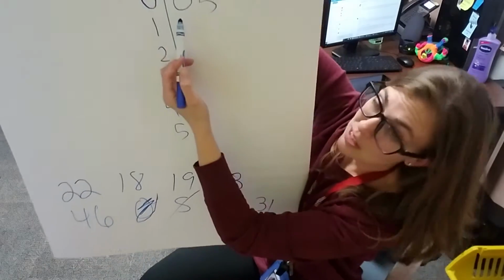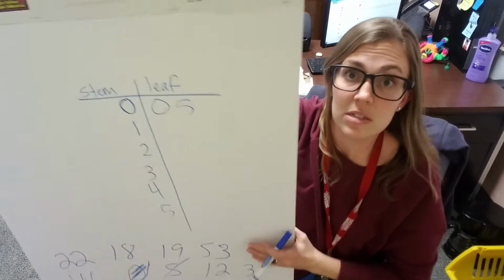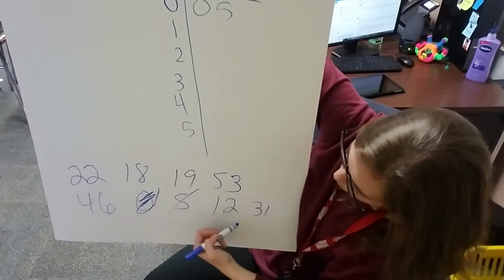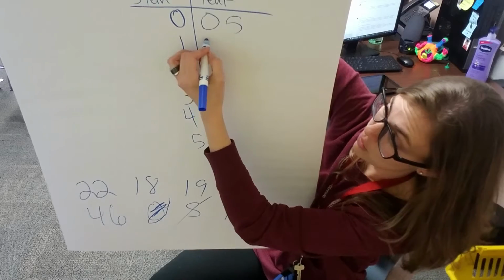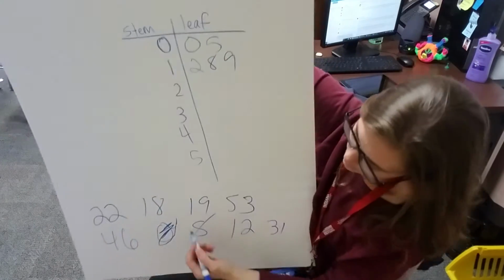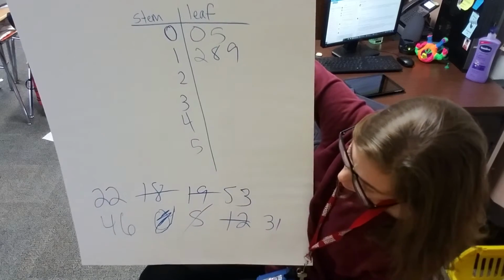And I'm doing this, you can see, from least to greatest. The reason we do it from least to greatest is so that we can have our accurate data. So then we have 12, 18, and 19. That goes in the 10s. So I have 12 because it comes before 18 and 19. And then I'm going to cross those out because I'm done with them.